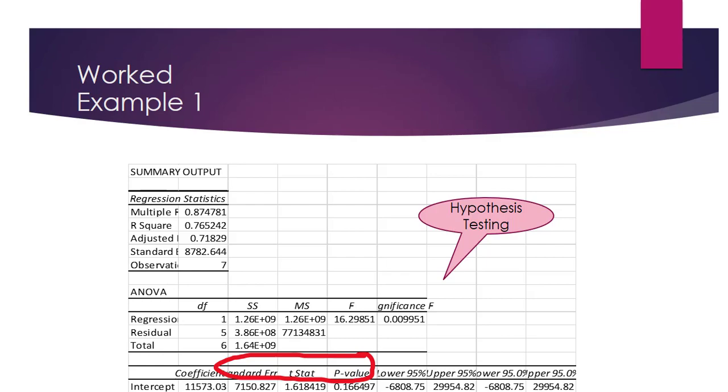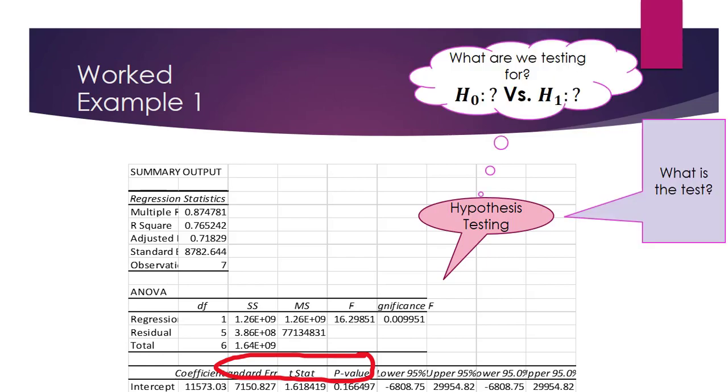Let's go back to our Excel regression output. You can see here that we have for each coefficient estimate, standard errors, t-statistics, and p-values. This should look familiar. In fact, they should remind you of hypothesis testing. But what are we testing? What is the null hypothesis and what is the alternative hypothesis?